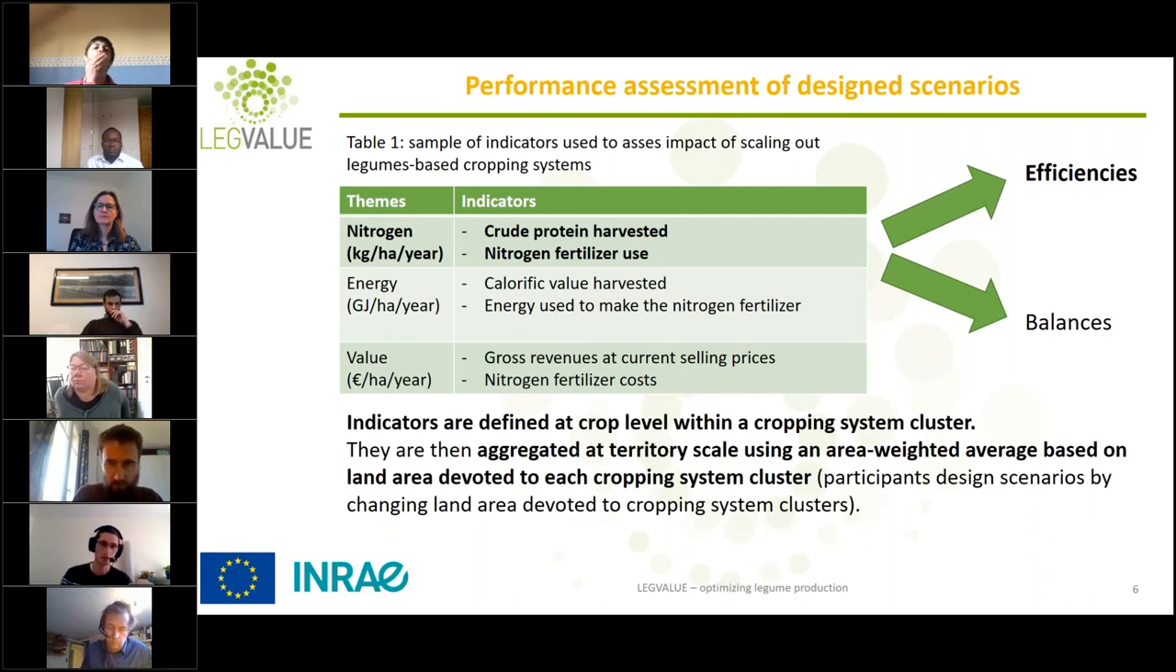Then we look at efficiencies within each of these teams and sometimes balance. So these indicators are defined at crop within cropping system cluster level, and they are then aggregated at territory and European scale using an area weighted average based on the land devoted to each cropping system cluster. So what participants have actually done during workshop is to change the weight given to a particular cropping system cluster.